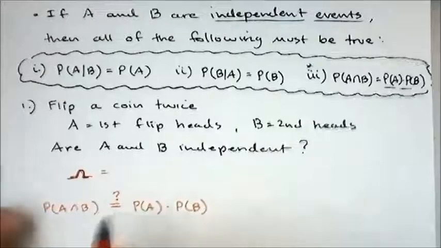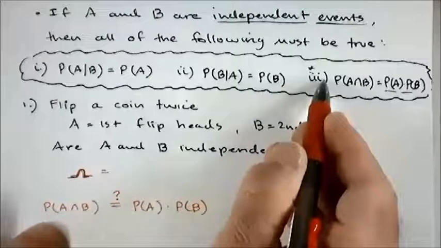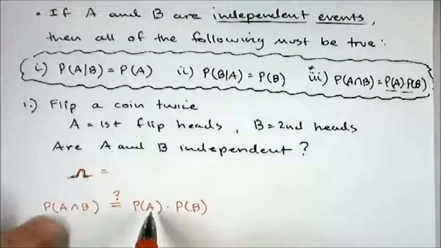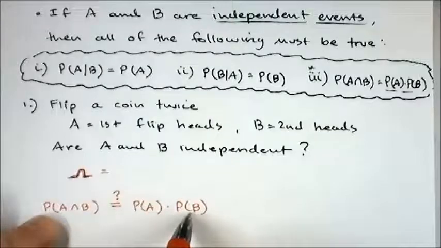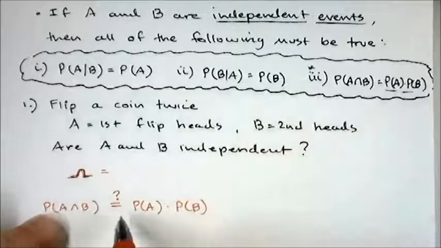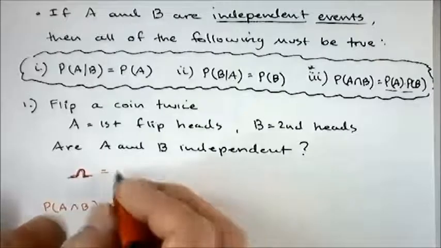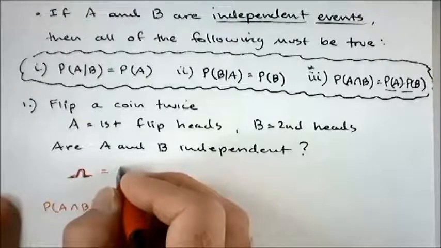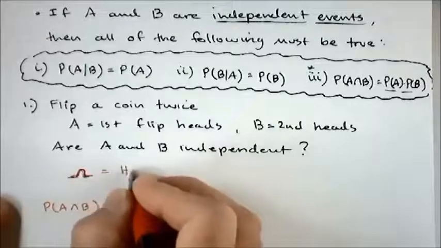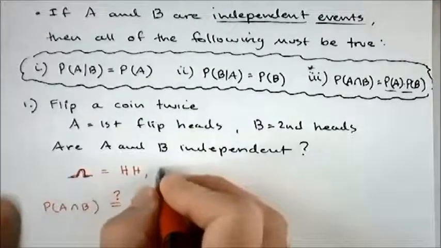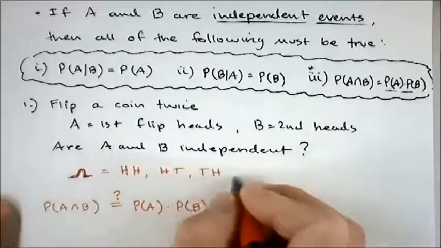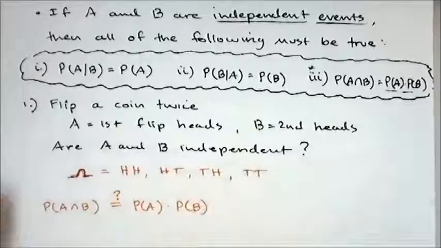We could do this. I'm going to use this third definition. If I can show that the probability of A and B happening is equal to just the probability of A times the probability of B, then that would prove that the two events are independent. So to do that, I'm going to write my entire sample space, which would be, I got heads and heads. Maybe I got heads and tails, maybe tails, heads, or tails, tails.